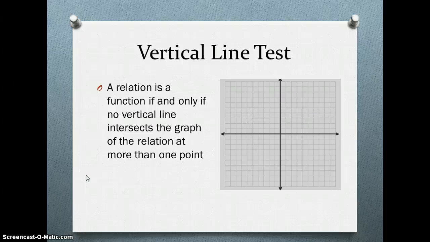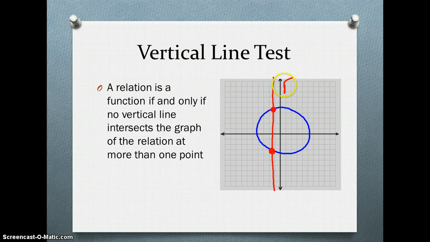Again, that vertical line test: a relation is a function if and only if no vertical line intersects the graph of the relation at more than 1 point. So if we look over here, I'm going to draw a circle. Okay? That would fail the vertical line test because I drew a vertical line right here. I have 1 point and I have 2 points. This fails because it crosses that circle at more than 1 point.